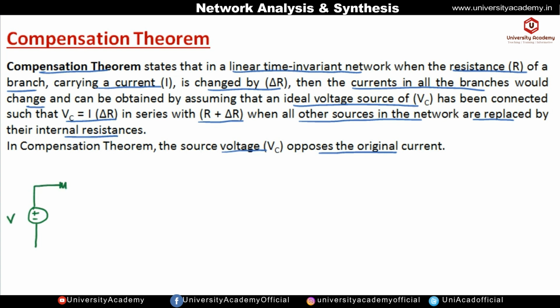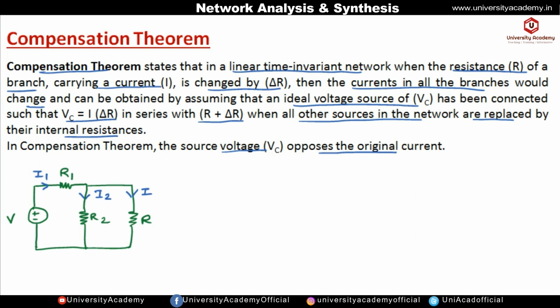Now it is connected in series with the resistance, suppose it is R1, and suppose in this branch there is resistance R2. And it is connected in parallel with the resistance R. If we mark the current flowing through this resistance R as current I, the current flowing through resistance R1 is I1, and the current flowing through R2 is I2. So now this is a linear network.